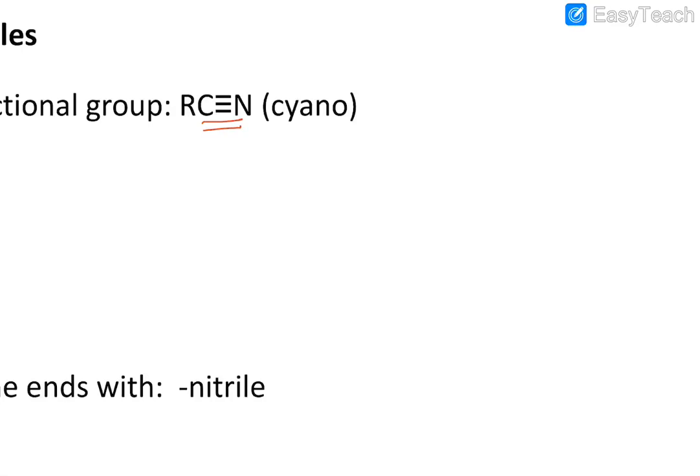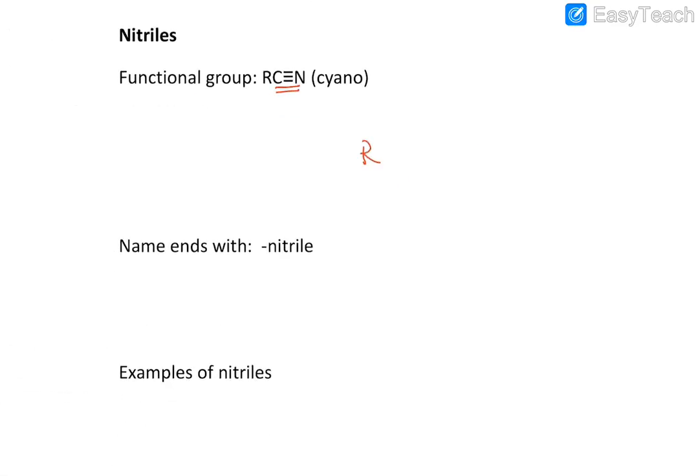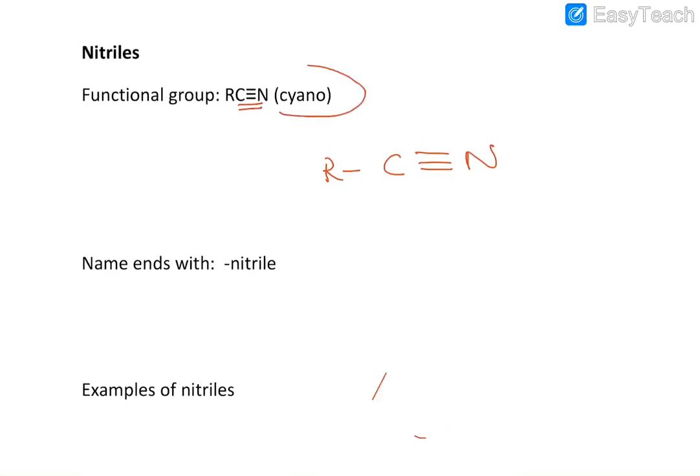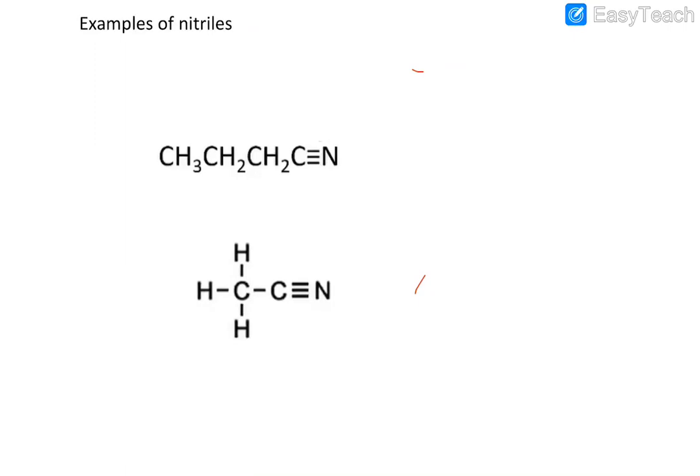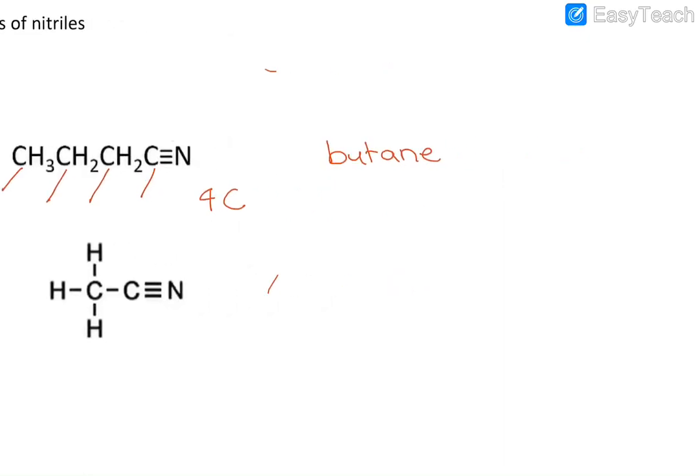The last class of compounds that contain nitrogen is nitriles. Nitriles will have the C triple bond N linkage. So you have an R group bonded to C triple bond N, and this is called the cyano functional group. C triple bond N is the cyano functional group, and the names end with nitrile. So for example, I have 1, 2, 3, 4 carbons. So 4 carbons, this is going to be butanenitrile.